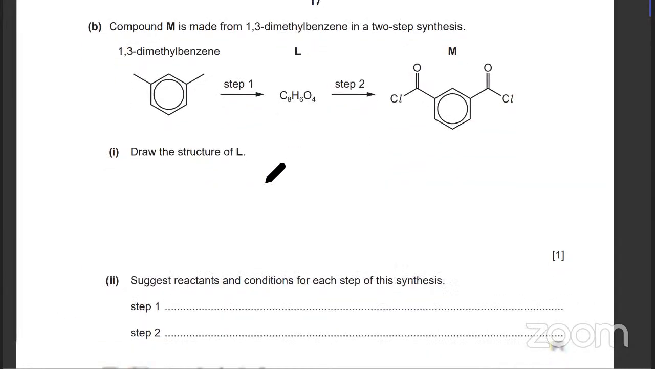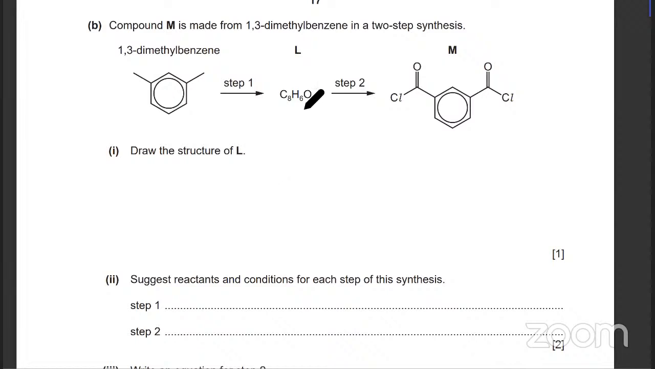Now moving to the next one, deduce the structure of L. What is L? So you've got this thing, and it's turning into that other thing, which is M. So how do you do that? You're turning it into, so it's probably making it into a carboxylic acid. So how do you turn it into a carboxylic acid?